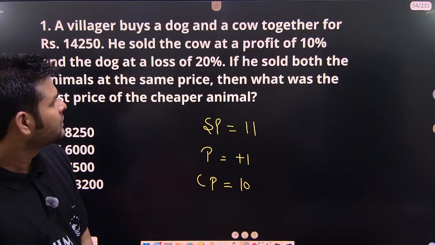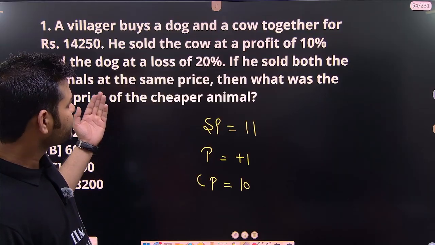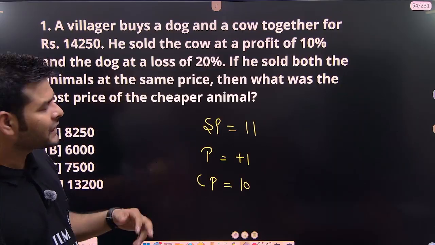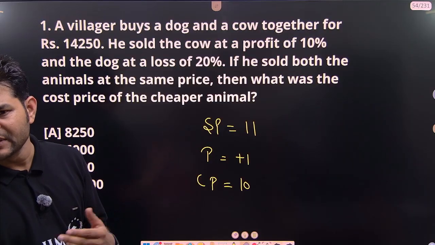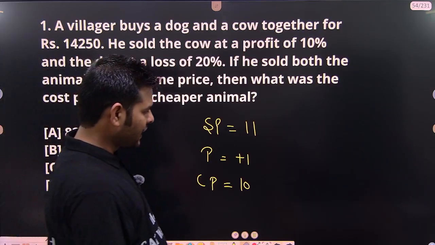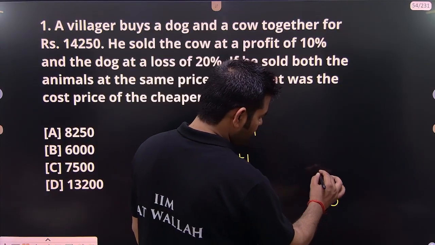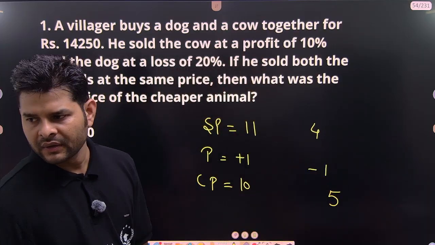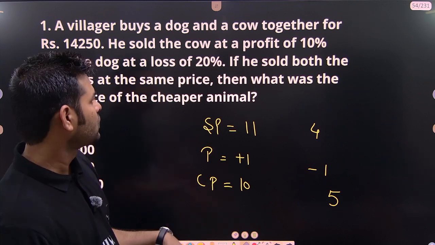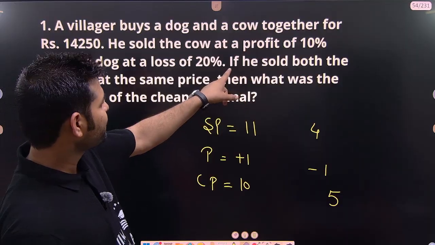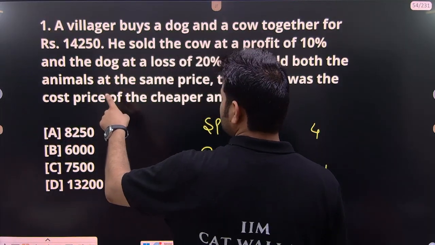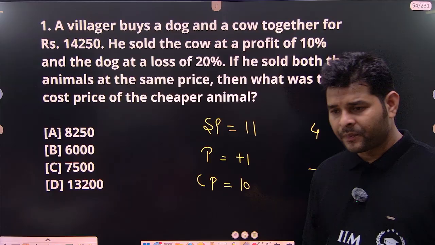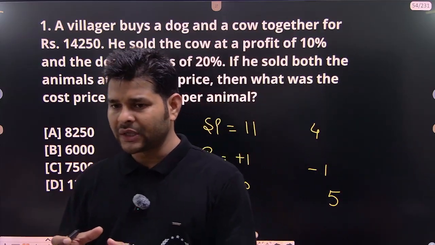This is with the cow. The next statement says the dog is sold at a loss of 20%. 20% means what? 1 upon 5. So the real cost of dog is 5, 1 is the loss, so his selling price is 4 units. Now, if he sold both the animals at the same price, that means we need to make the SP of both the items equal.